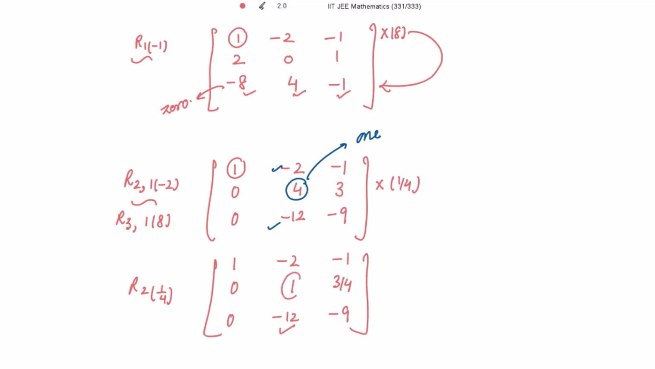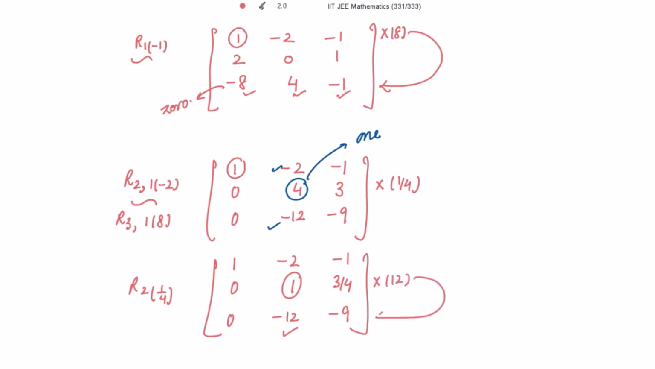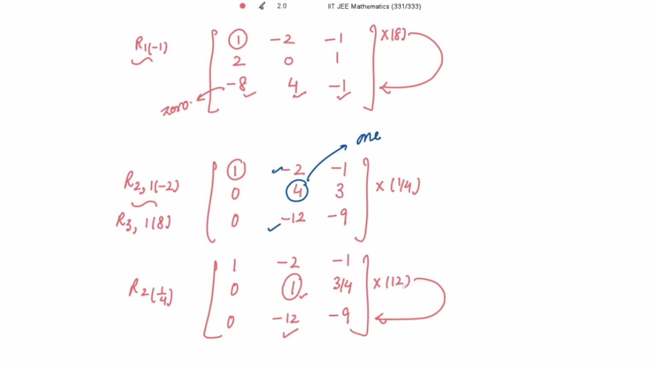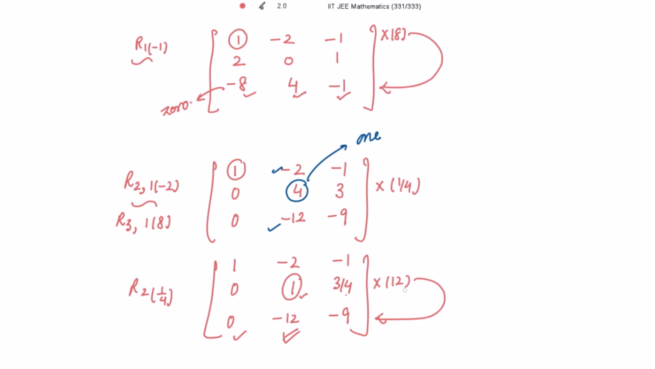So now we get 1 to be the leading entry for the second row. We get 0 in place of -12 by multiplying the second row with 12 and adding its elements to the third row. Again, I'm saying that always take advantage of the row containing the leading entry. Changing row 3 by adding its elements to row 2, but row 2 should first be multiplied with 12. Now 0 multiplied with 12, we get 0, adding this to 0, we get 0. 1 multiplied with 12, we get 12, and adding this to -12, we get 0. 3 by 4 multiplied with 12, we get 9. Adding this to -9, we get 0.